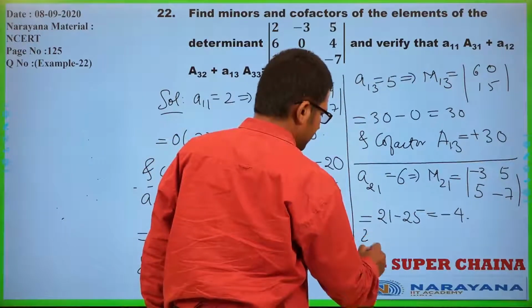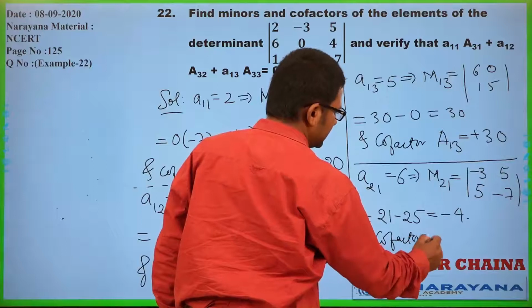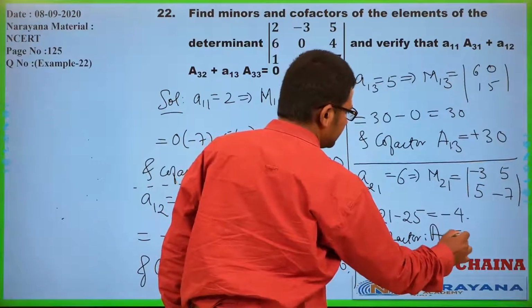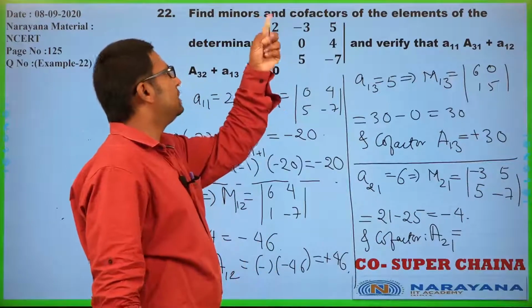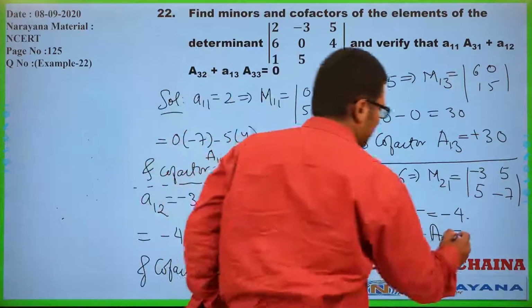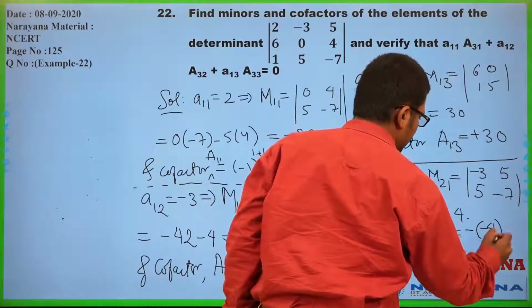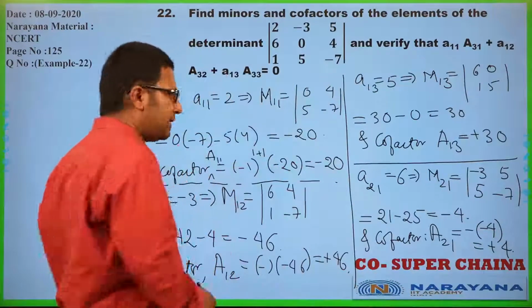And cofactor, which is capital A21, would be how much? In this position, plus minus plus minus, right? So minus of minus 4, which is plus 4. Alright, so we have capital A21 also.